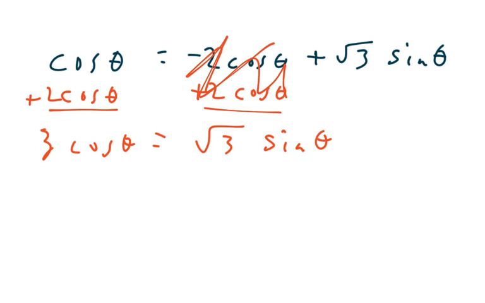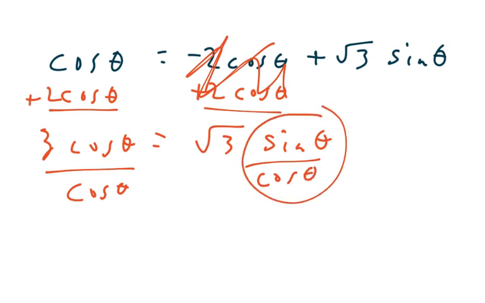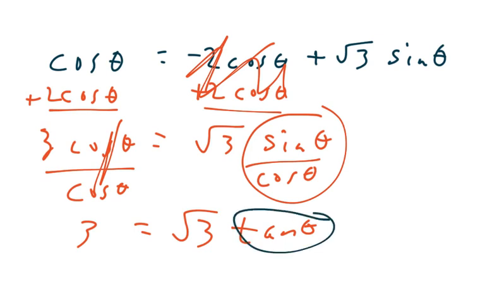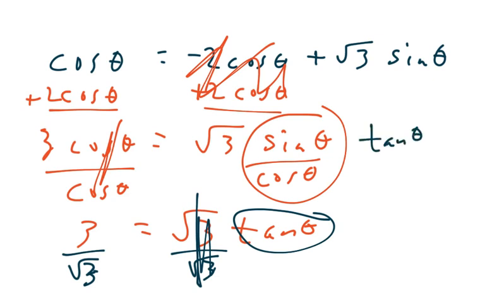Oh, how about we do this? How about we now divide by cosine theta? Now, why I thought about that is because now I got sine over cosine, which is tangent theta. So this one was kind of clever and tricky. And then what's cool is I can solve for tangent theta by dividing by square root of 3. And so tangent theta, that's right here, has to equal this.